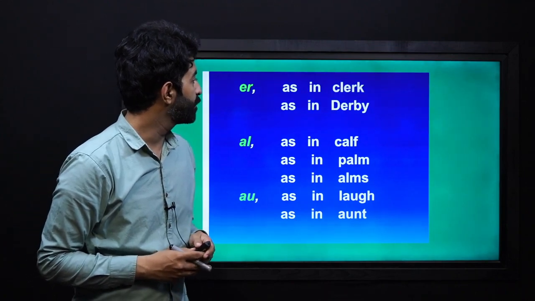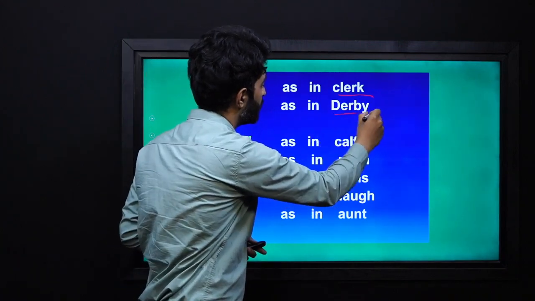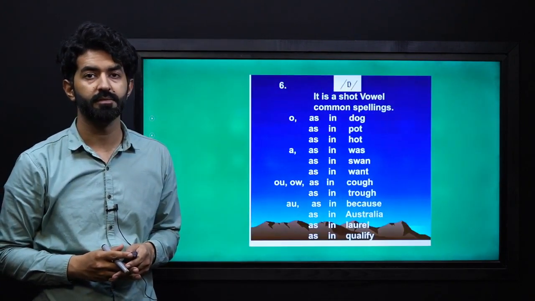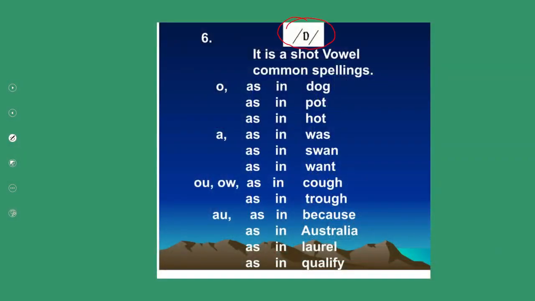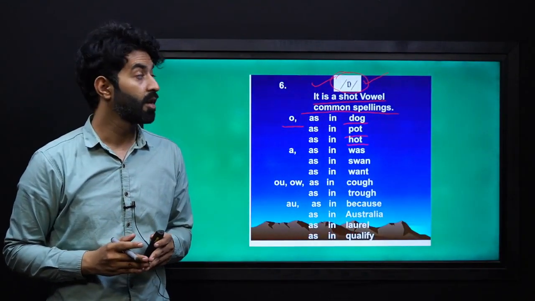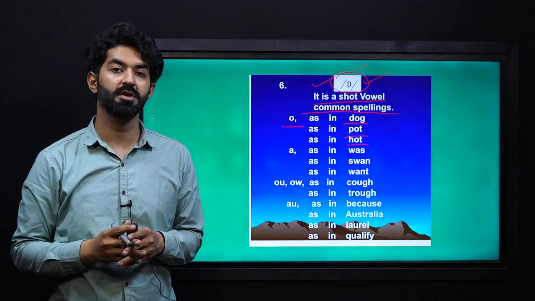Here are some examples of shorter vowels in which clerk, derby, calf, palm. So all these are examples of shorter vowels. Now O here is also a short vowel. We can easily indicate it. It's a short vowel. Some common spellings are in dog, pot, hot, and all these other examples. You can see that we are using the shorter vowel sounds of this short vowel. You can easily recognize that it's a shorter vowel.